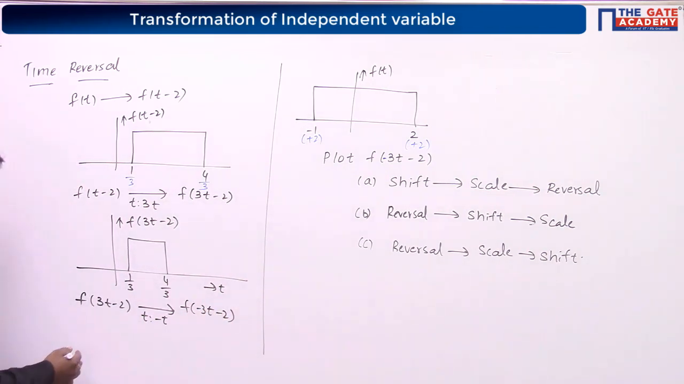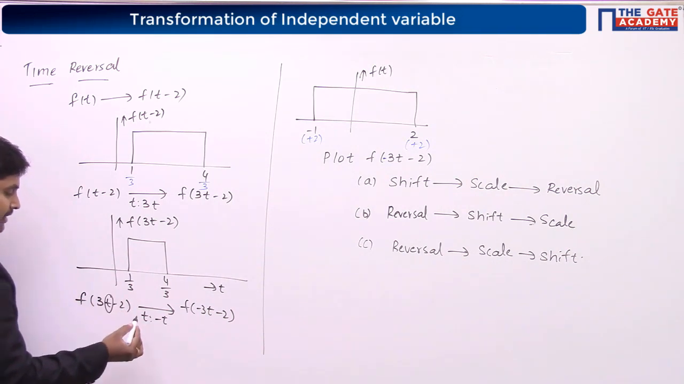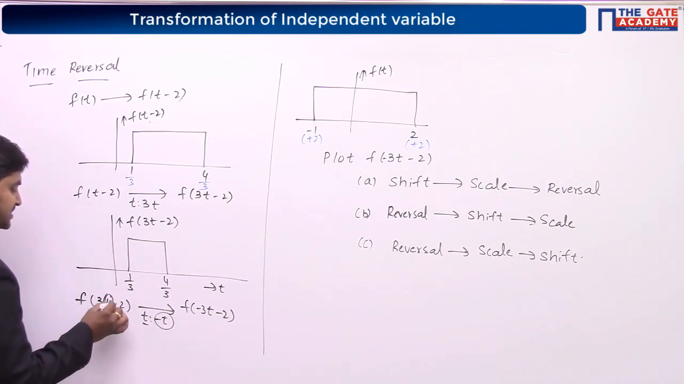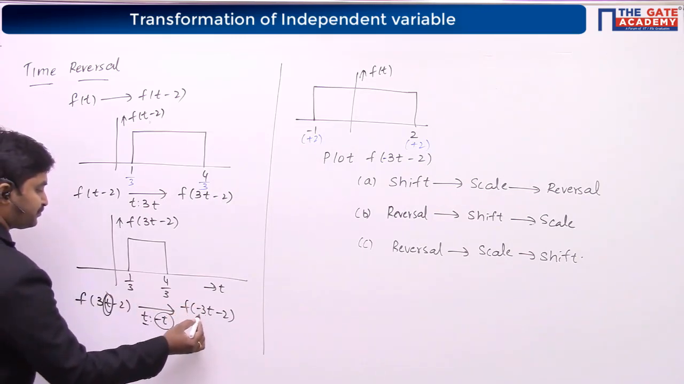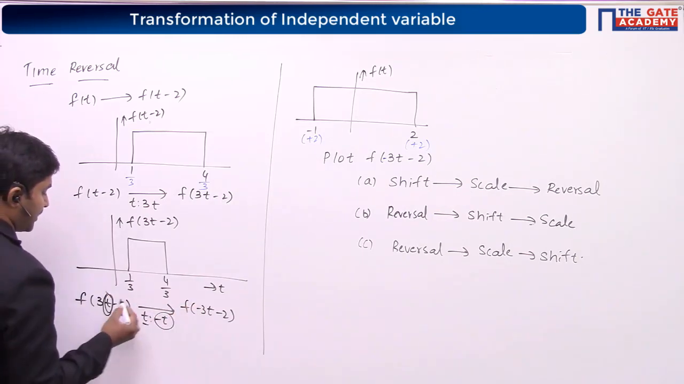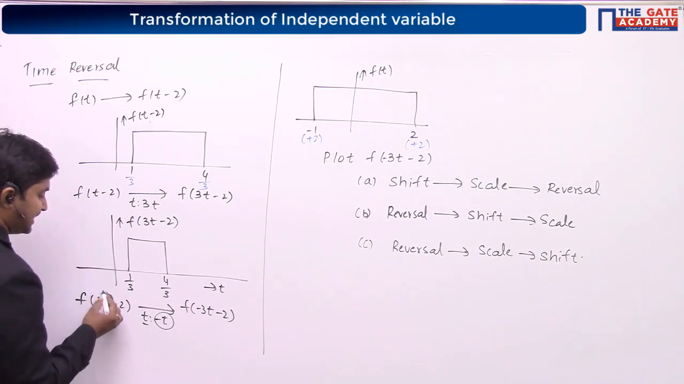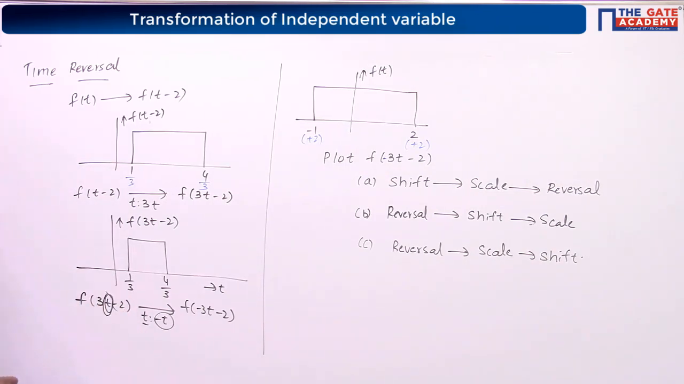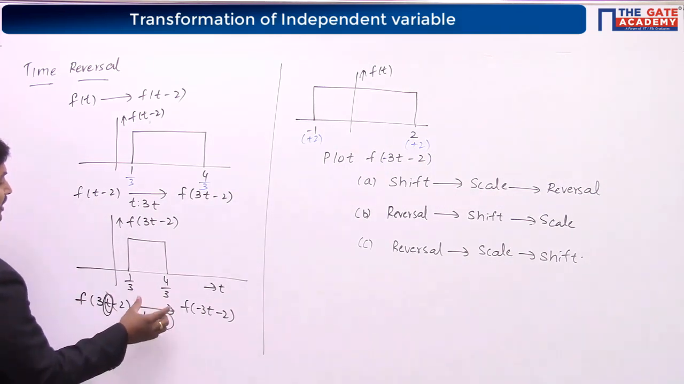Right? So what I am doing here? Just replacing t with minus t. If I replace t with minus t, what will happen? It's going to become f of minus 3t, and of course this is untouched, so it is going to become minus 2 only. So the simple operation that I am performing here is the time reversal. This operation is what we call as time reversal.